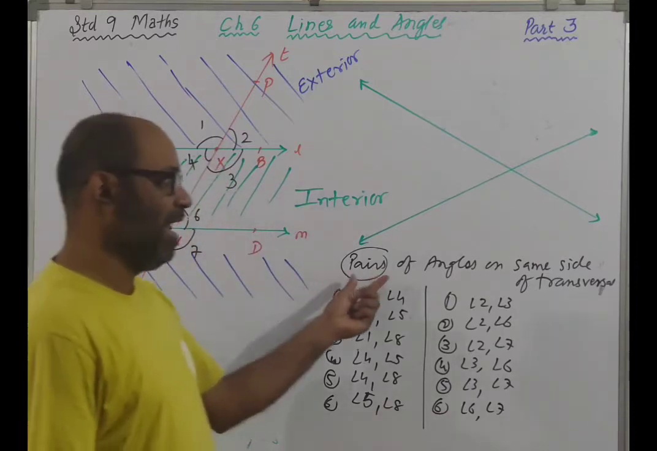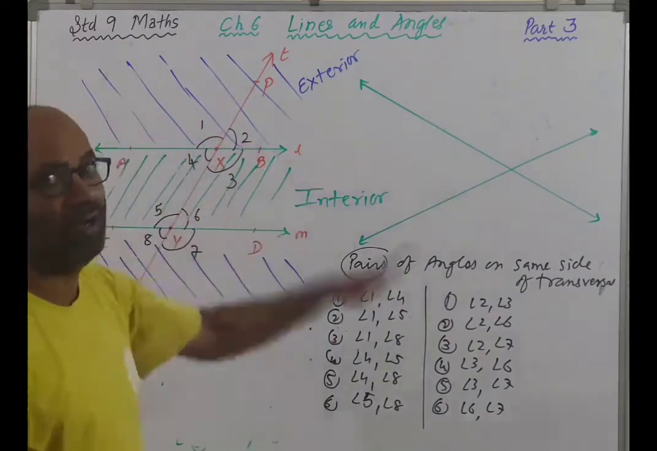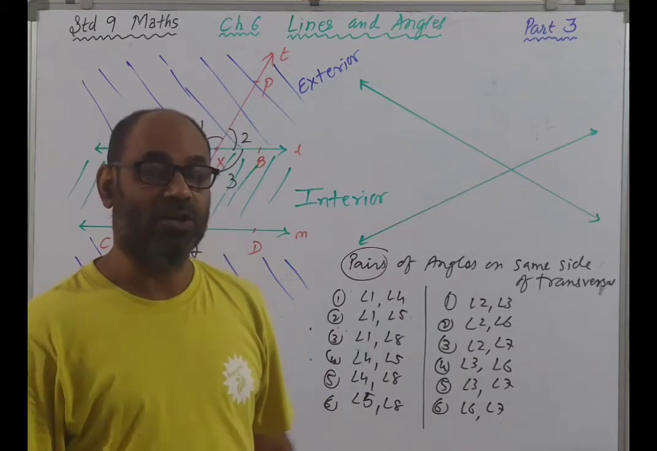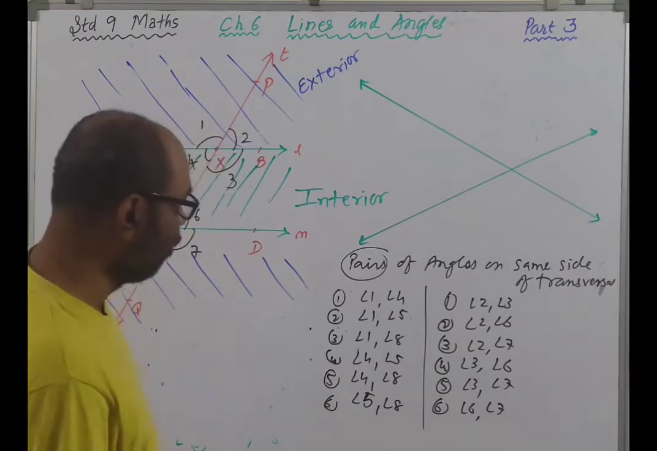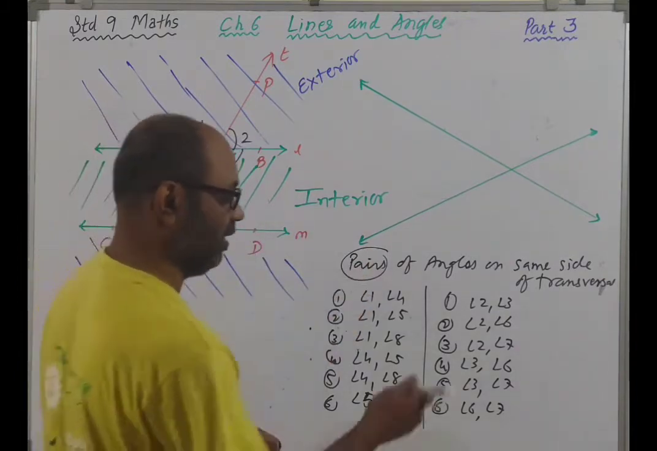So in total, how many pairs of angles are on the same side of the transversal? On one side 6 pairs, on the other side 6 pairs. So you will find 12 pairs of angles on the same side of the transversal. Alright? Now please pay attention. That was on the same side.